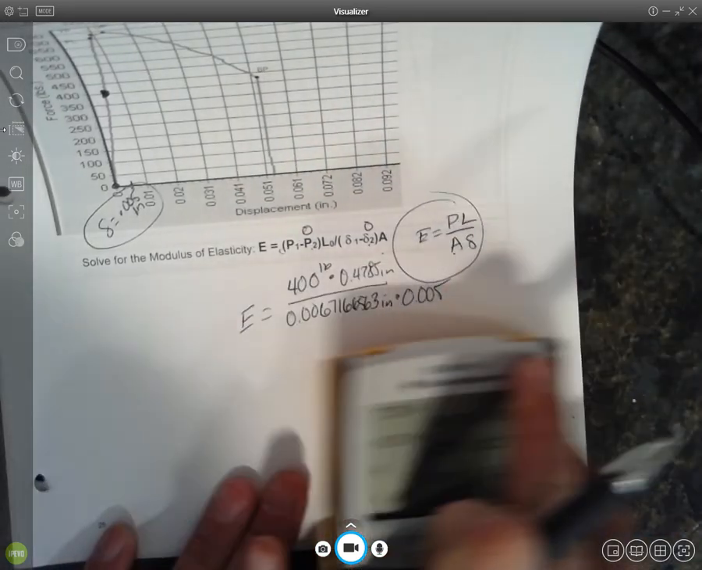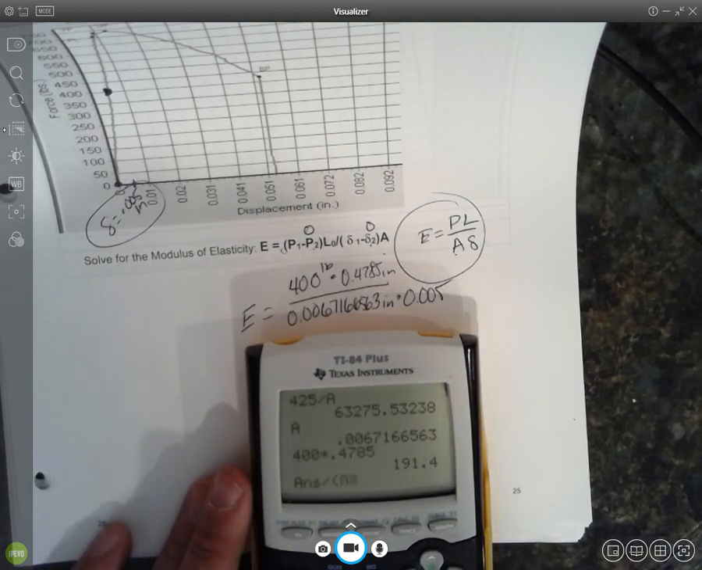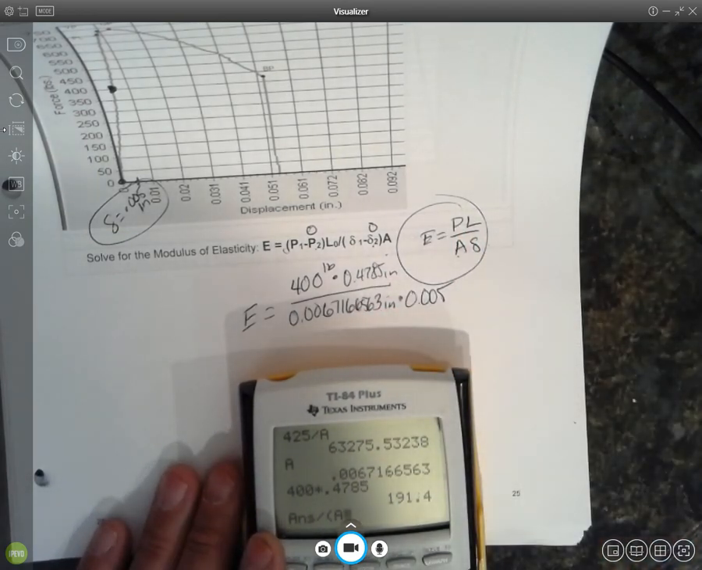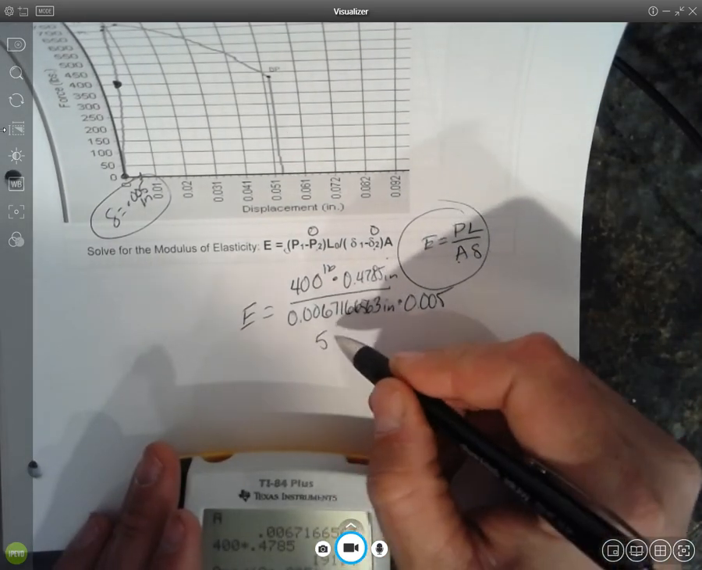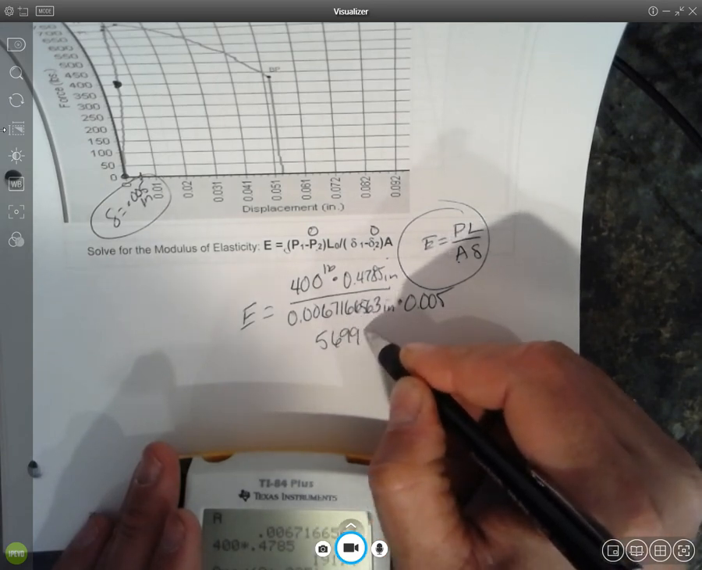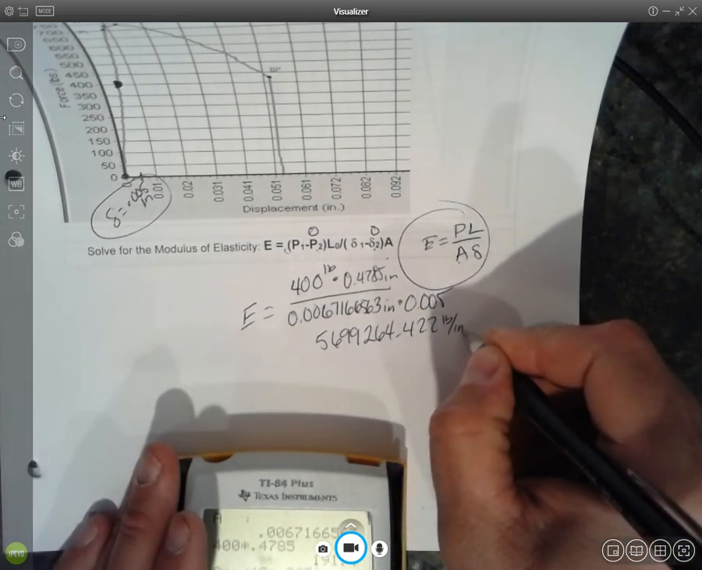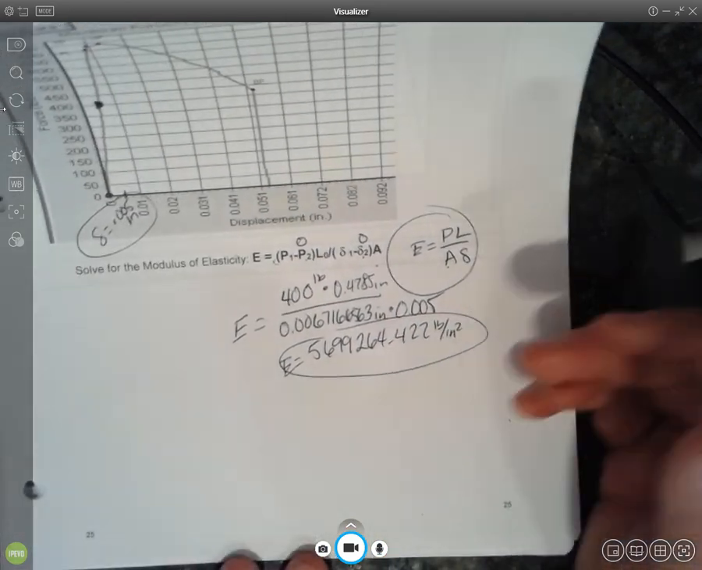I'm going to just plug it in my calculator. 400 times 0.4785 divided by parentheses. I already have A stored, which is 0.0067166.563 times 0.005. And that gives me my modulus of elasticity. 5,699,264.422. And that's pounds per inch squared. And really, we should do that in significant digits, but I'm going to just leave it there.